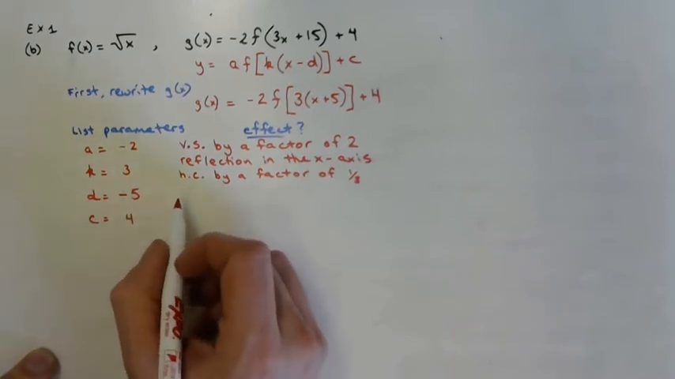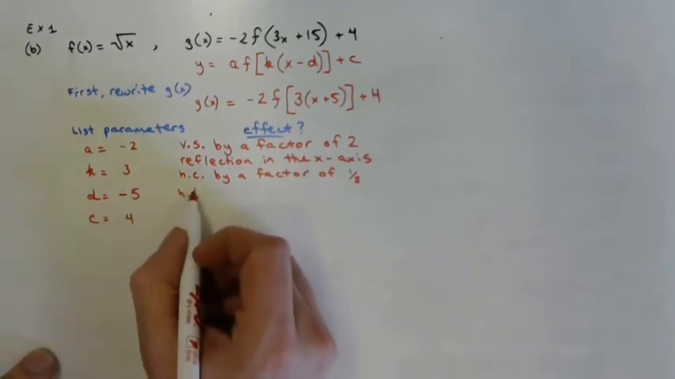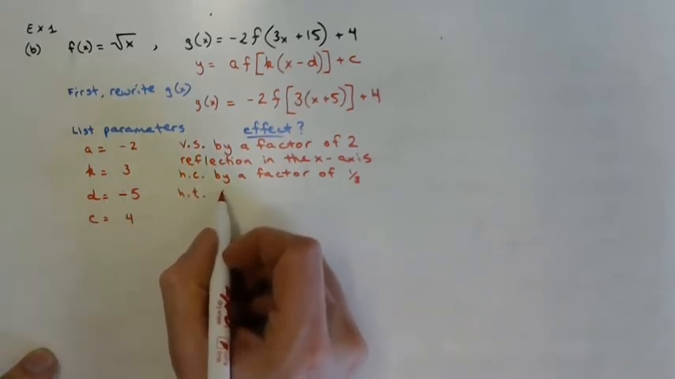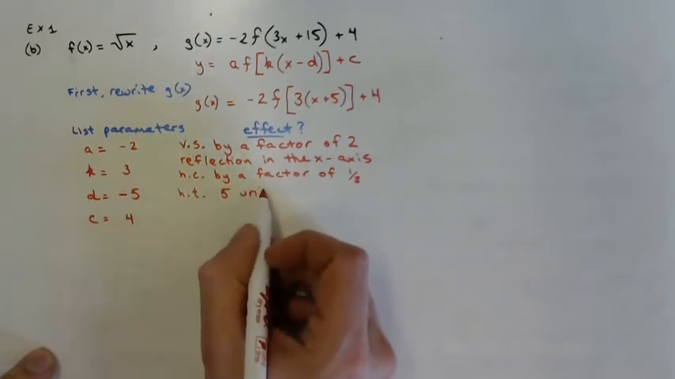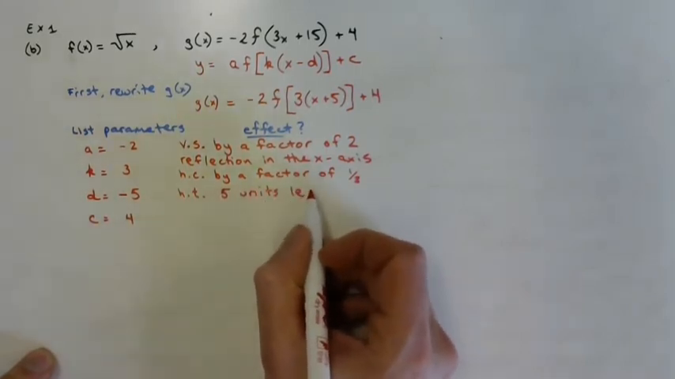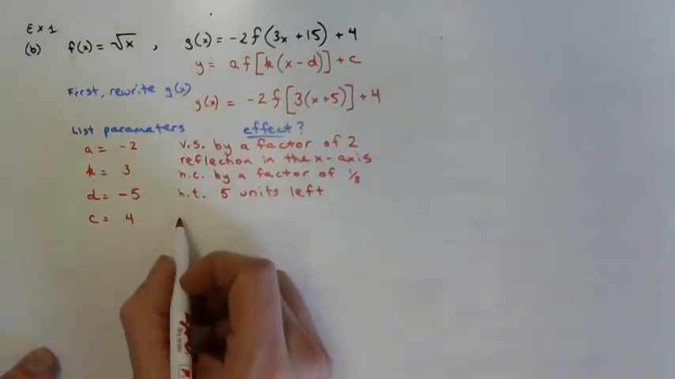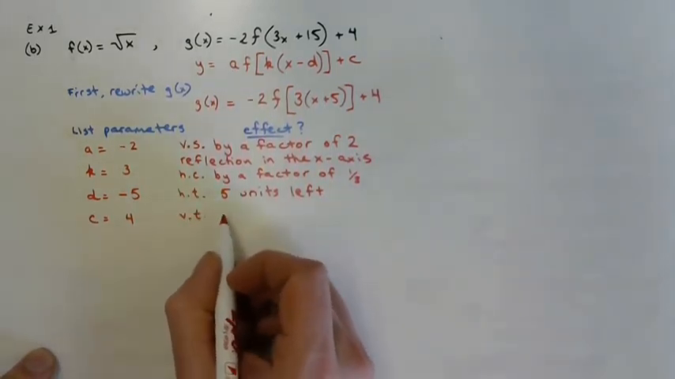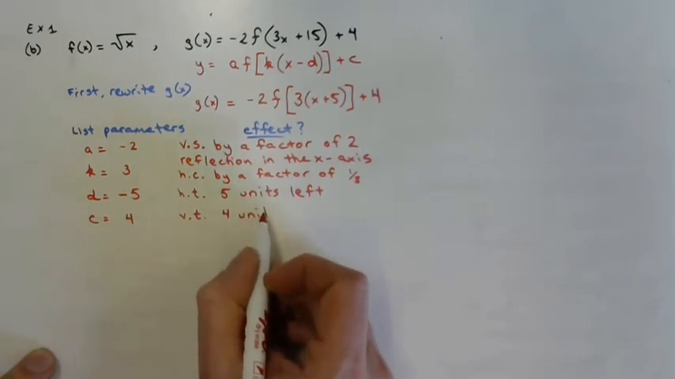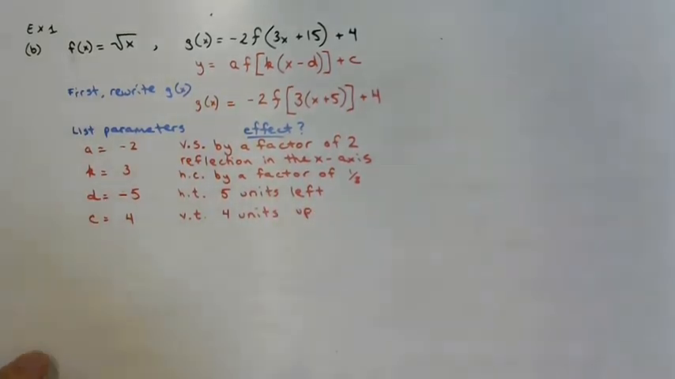D is -5, what is that? It goes to the left. Good, horizontal translation, 5 units left. C is 4, that is a vertical translation up, 4 units up, vertical translation.